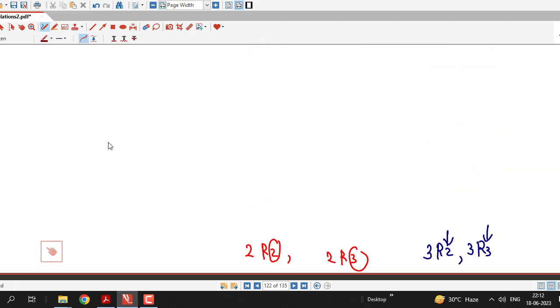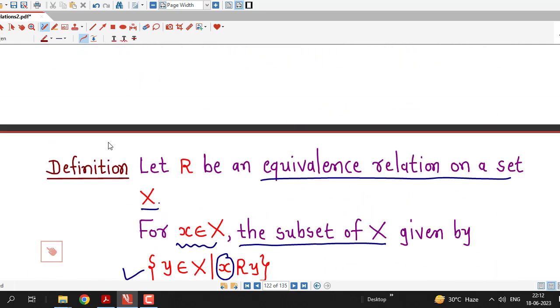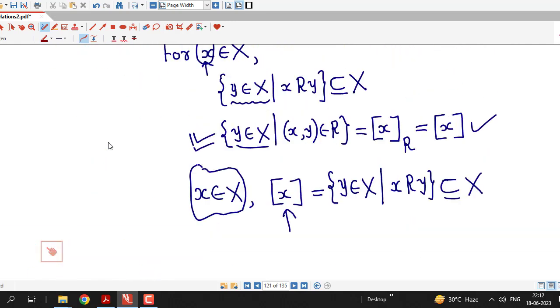So this is all about equivalence classes, and we will continue with equivalence classes in upcoming lectures also.